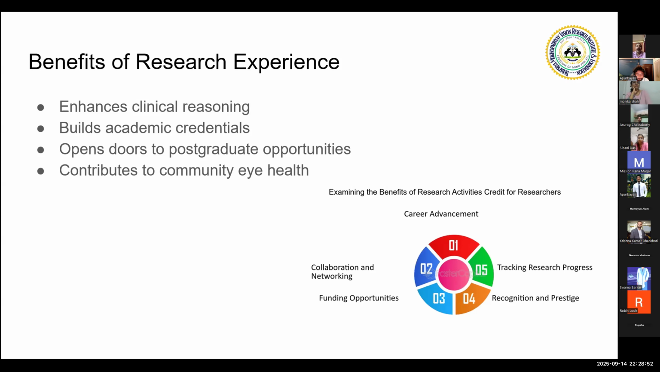Yes, thank you. So it enhances the clinical reasoning. It builds the academic credentials. It opens doors to the postgraduate opportunities, and postgraduate means post-masters. Okay. Then it contributes to community eye health. It is not only community eye health, it is various other advancements also. Research is never constrained to some specific thing. Research can be done collaboratively in any way, any factor, as per the researcher's feasibility. Am I clear? Next, Apurvan.